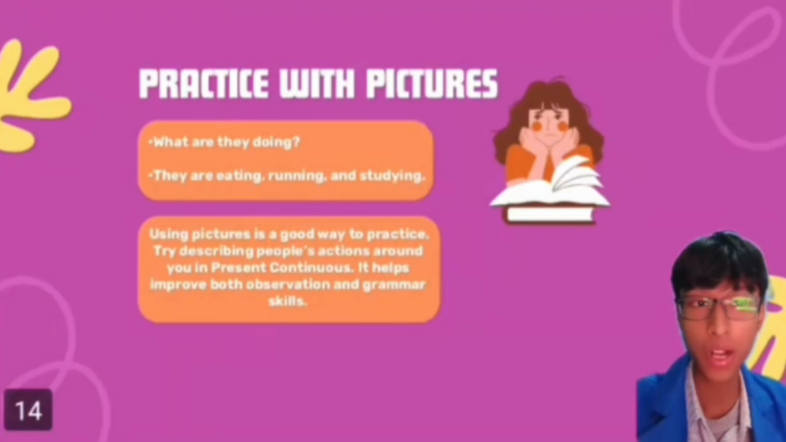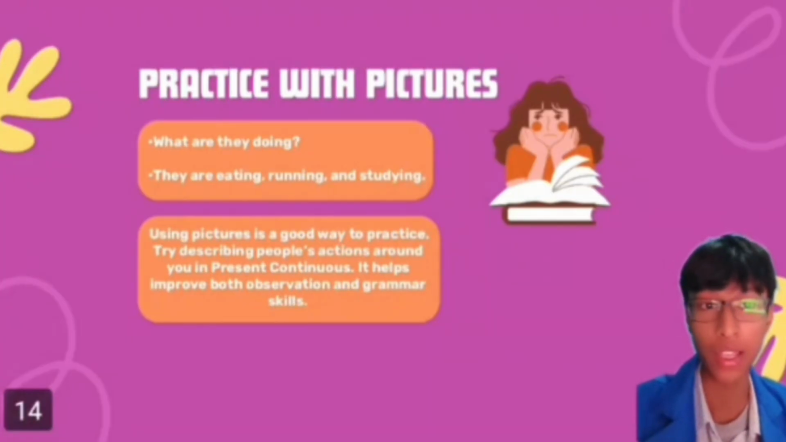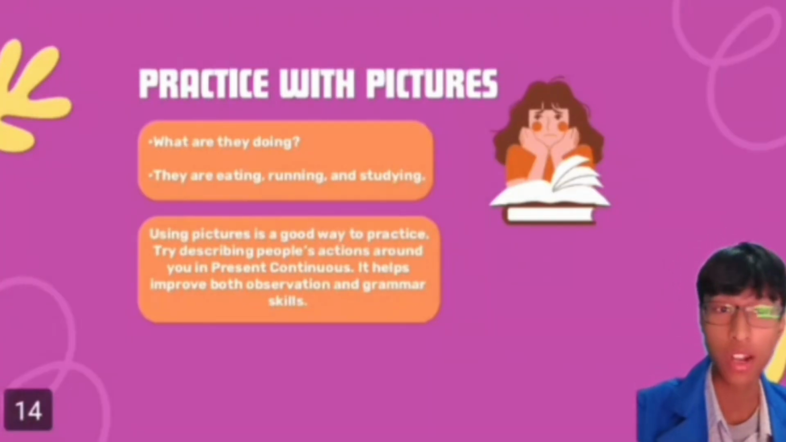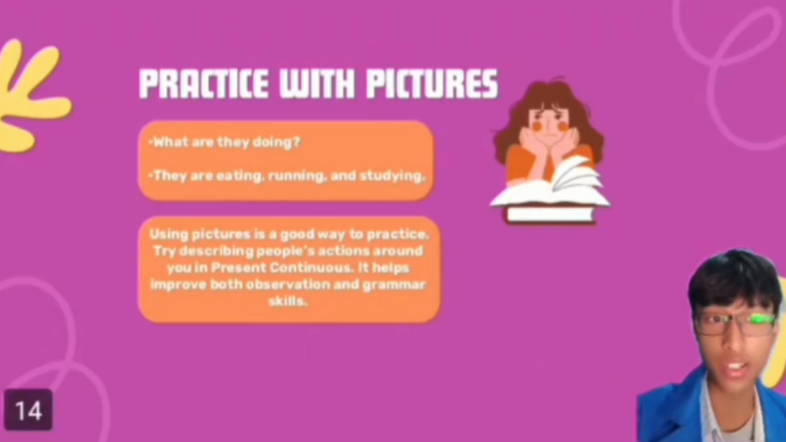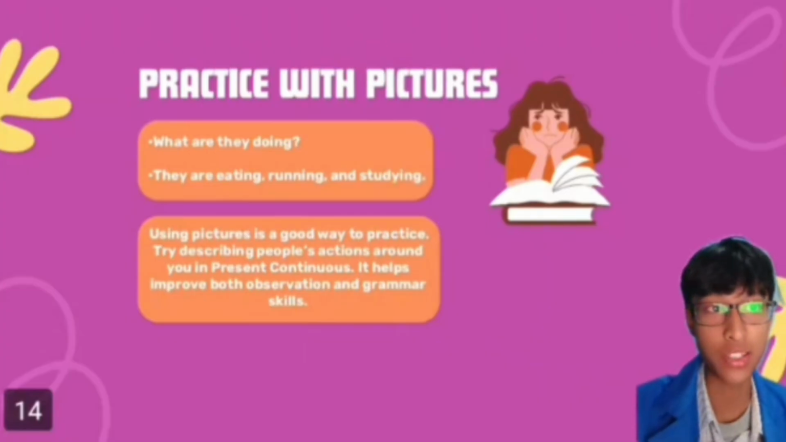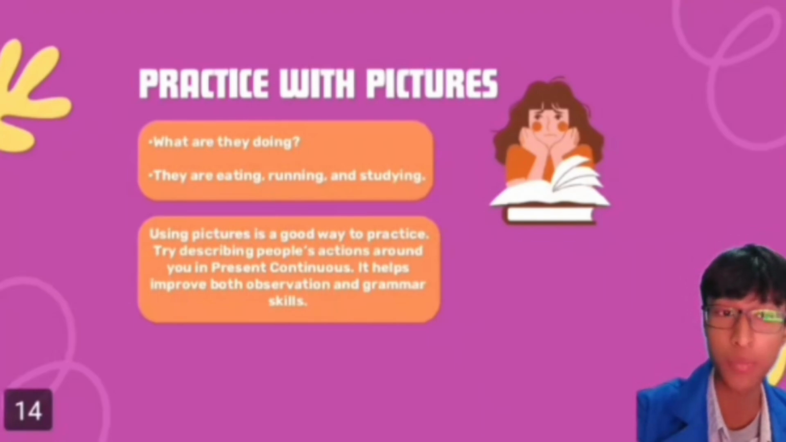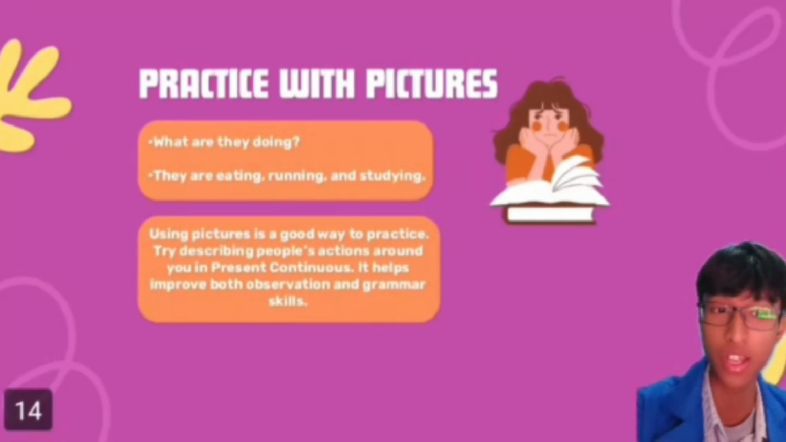The next is practice with pictures. Example like, what are they doing? They are eating, running, and studying. Here's a fun way to practice. Using pictures is a good way to practice. Try describing people's actions around you in present continuous. It helps improve both observation and grammar.